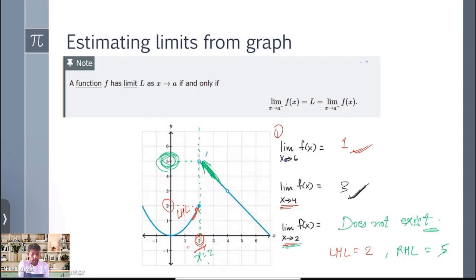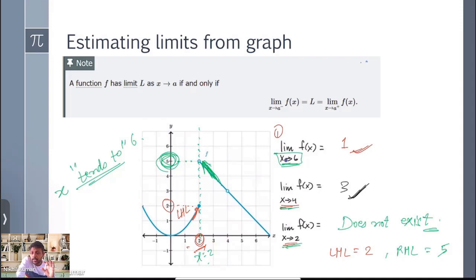So see, same function, the limit exists when x tends to 6. This is how we read it: tends to, or x approaches 6. Similarly, the limit of this function also exists when x approaches 4 or x tends to 4.